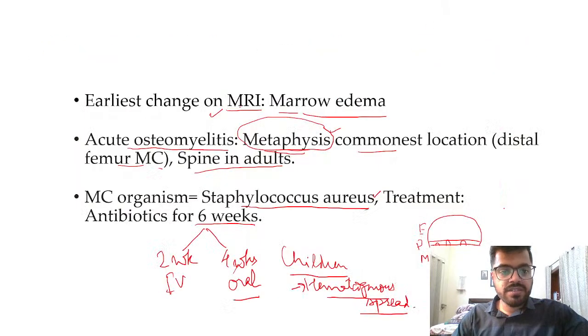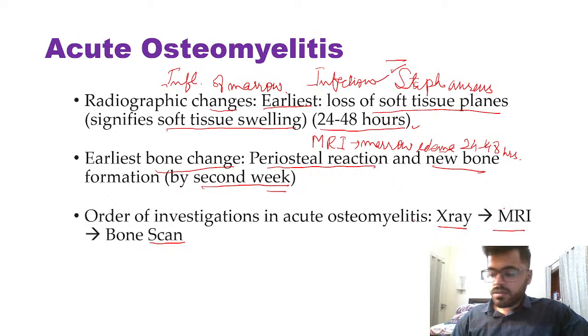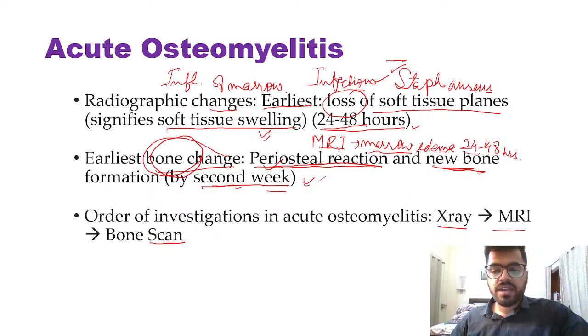So let's summarize acute osteomyelitis. Acute osteomyelitis is inflammation of the marrow occurring due to infection, most commonly Staphylococcus aureus. The earliest radiological change is loss of soft tissue plane because of soft tissue swelling, seen in the first 24 to 48 hours. Earliest bone change is periosteal reaction and new bone formation, which is seen by the second week. MRI can be done to see marrow edema, which usually can be appreciated at 24 to 48 hours.